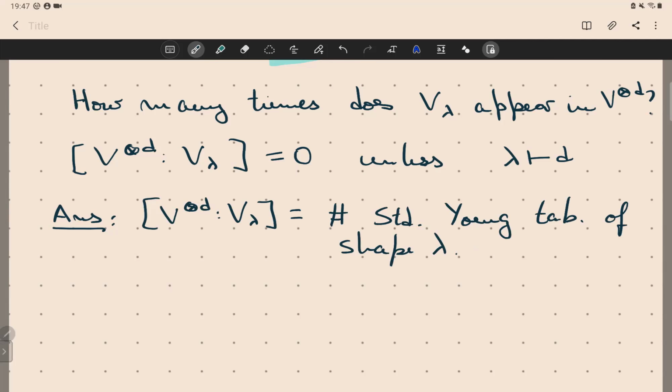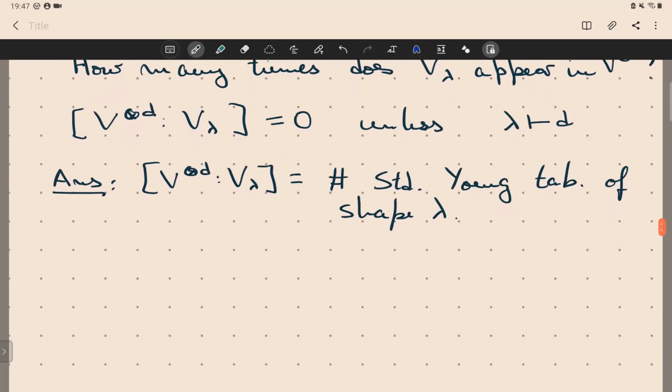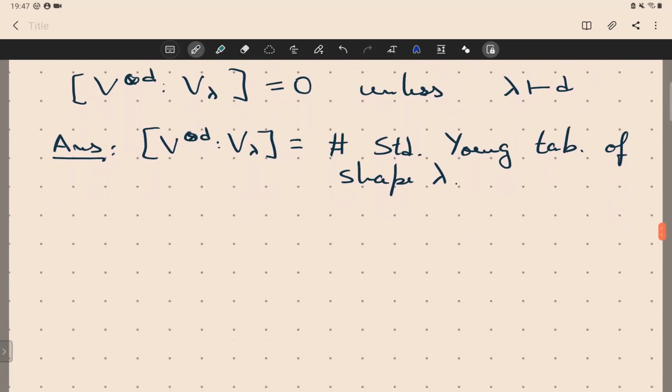And again, I'm not going to define all of this. You probably know this, but I'm going to make an example of how to compute this. So say I want to find the multiplicity of this representation here. I already know it's 2, but I can use this answer to prove it just by showing that there are 2 standard Young tableaux of shape lambda.